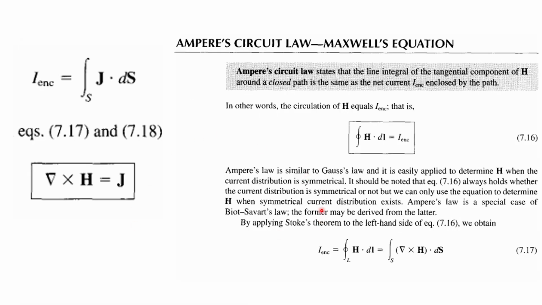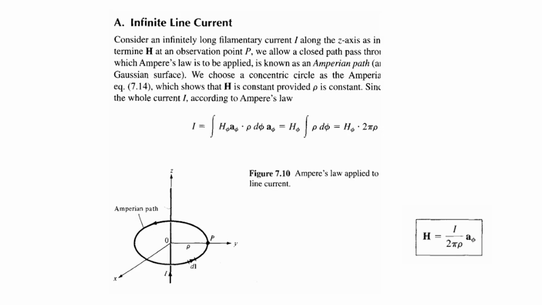Similarly, this can be found using Ampere's law. So Ampere's law is nothing but the closed integral of H dot dl equal to I enclosed. That is, the line integral of H, the magnetic field intensity, over a particular length dl, will be equal to the current enclosed. So by using Ampere's law, you can find the magnetic field intensity.